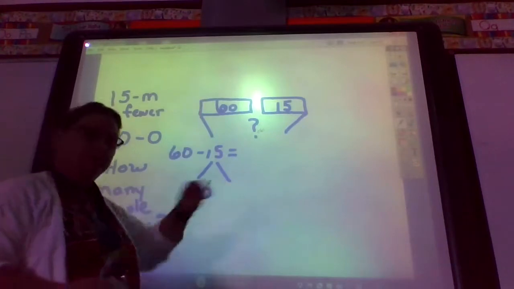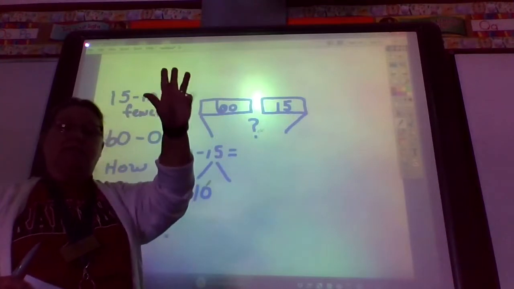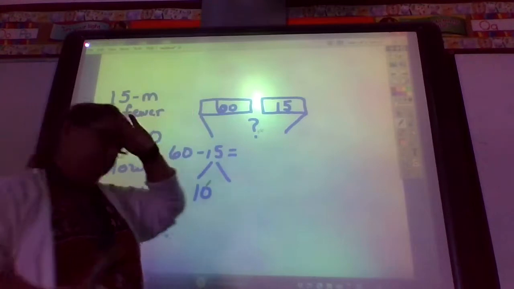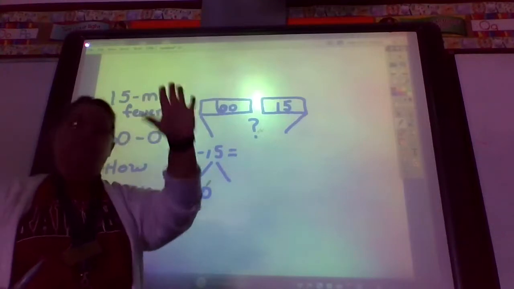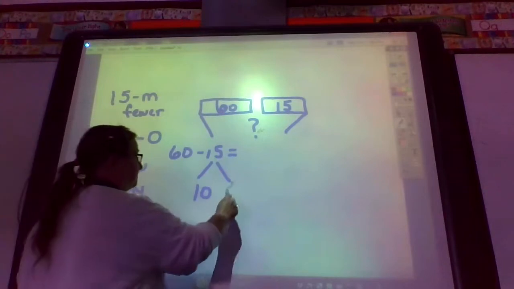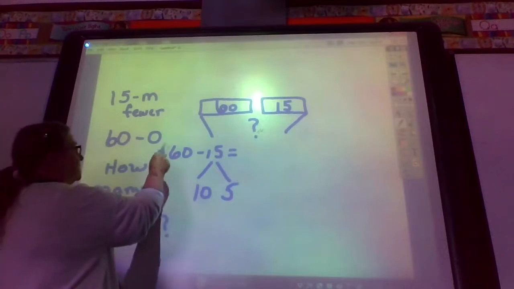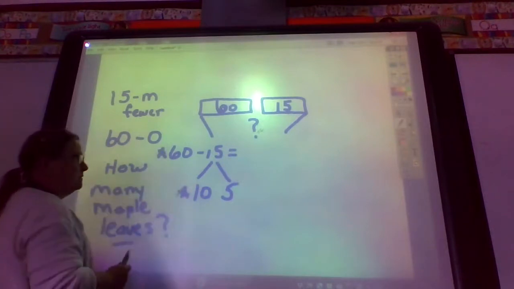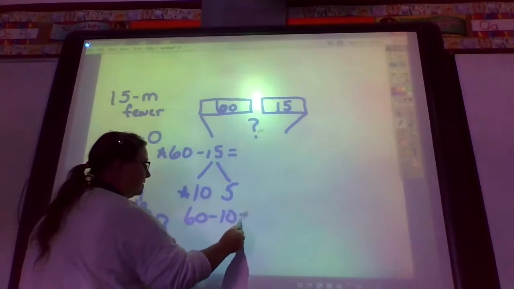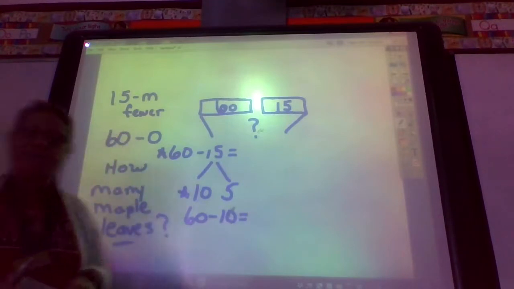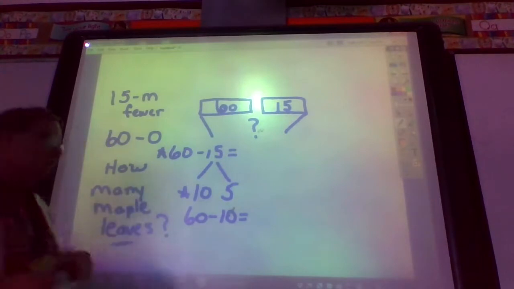Let's do it again. If I pull 10 out, and I need to count to 15, 16, 17, 18, 19, 20. I'm sorry, not 15. Let me recount. Let me start at 10. 10, 11, 12, 13, 14, 15. So I have 5 left. Now I can subtract this one and this one. 60 minus 10 gives me what? I've got 60. If I take 10 away, I'm counting backwards by 10, so that would give me 50.